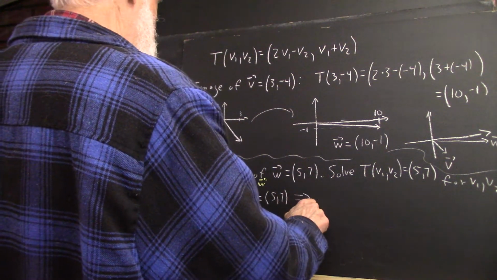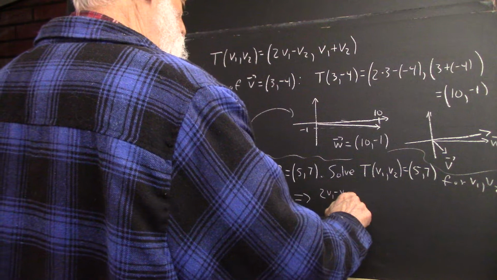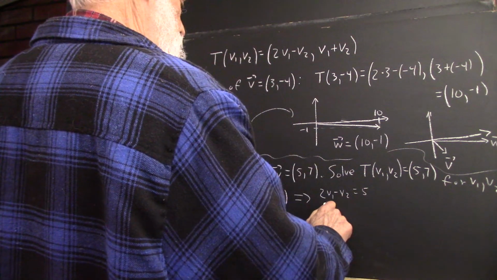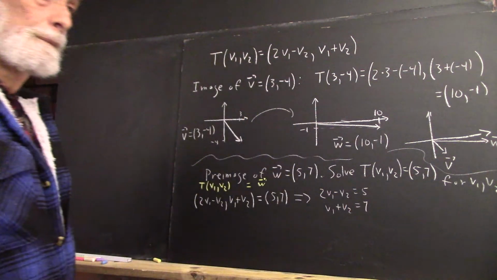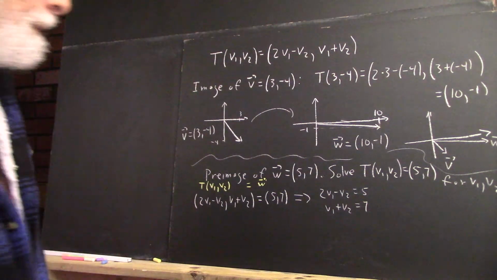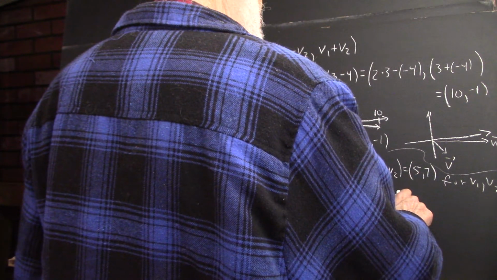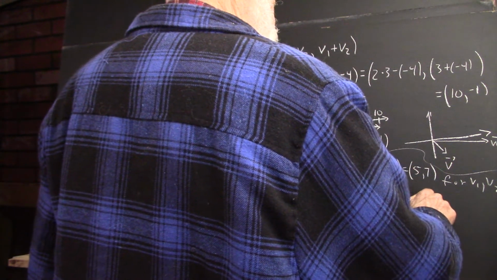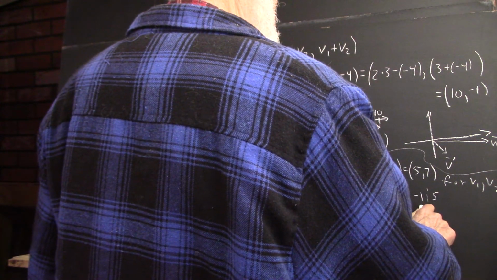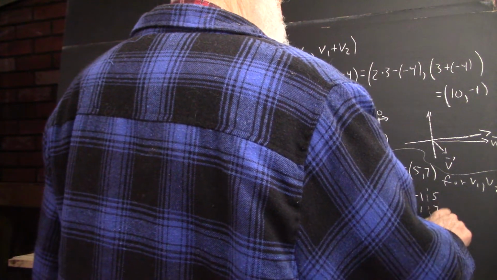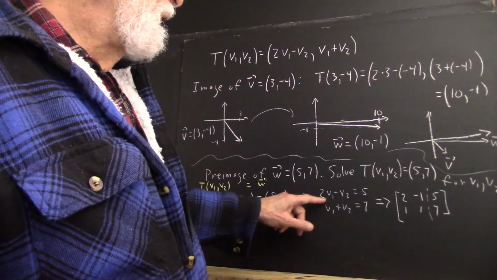Well, this implies that 2v1 minus v2 equals 5, and v1 plus v2 equals 7, which implies the augmented matrix 2, negative 1, 5, 1, 1, 7. We can reduce this augmented matrix and we find v1 and v2.